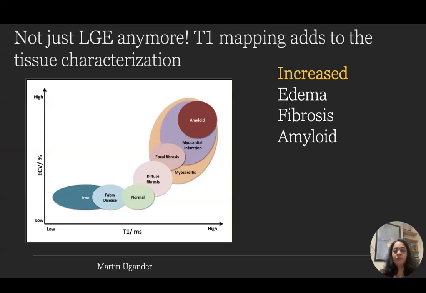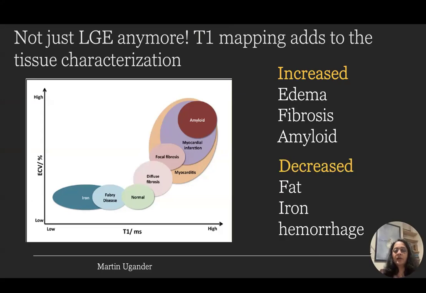In 2024, we have more tissue characterization tools. It is not just patterns of LGE. We can use T1 maps to help us determine the underlying process. For example, a reduced T1 is seen only in three situations: fat, iron, or hemorrhage.